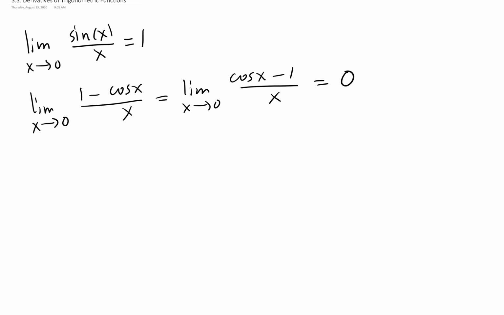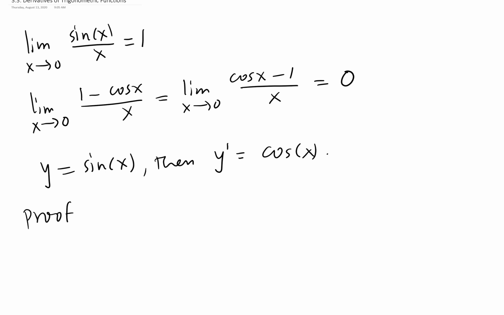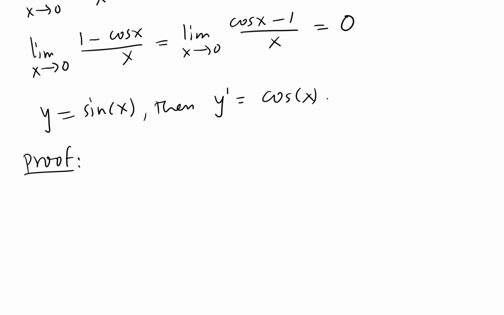So we are interested to learn how to find the derivatives of trigonometric functions. We start with y equals sine of x. What would be the derivative for this function? Y prime, I can tell you it's cosine x. And why is that? Let's prove where that came from.